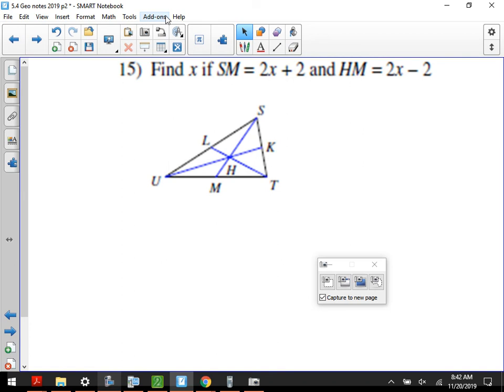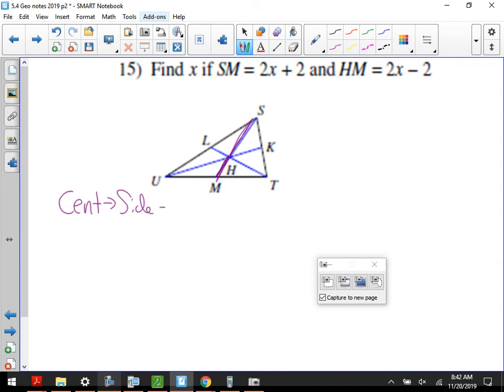Problem 15 is asking us to solve for x, and they're giving you SM and HM. SM is the whole thing, HM is the centroid to side. So the setup would be centroid to side equals 1/3 the whole thing. All right?